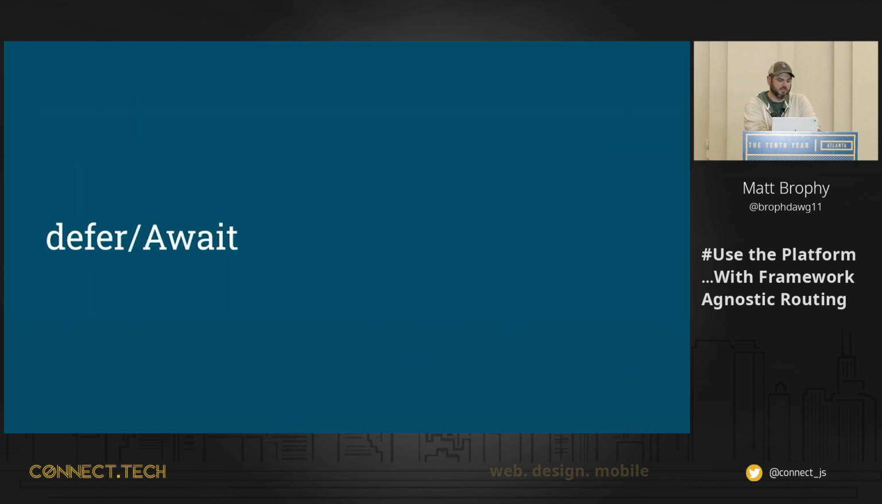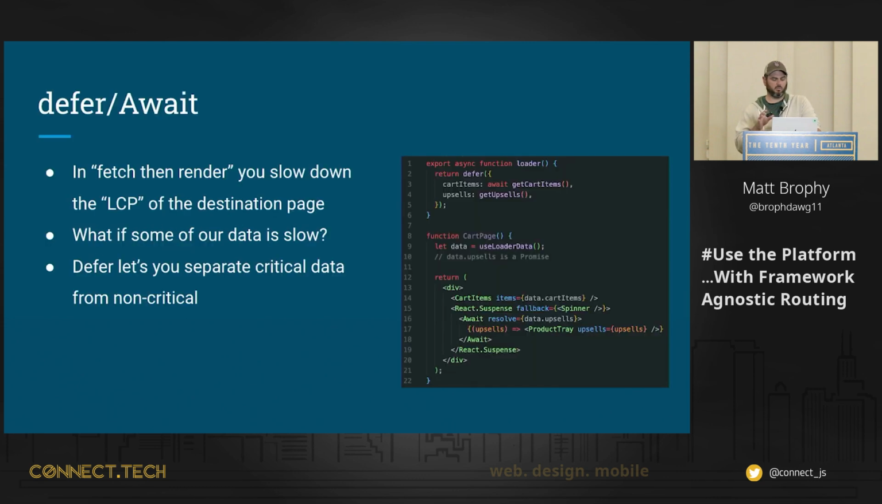The last thing, and this is really, really neat, is the new defer capability of React Router 6.4. So when we used to do this render then fetch, you would get to your destination page really quickly. It's kind of useless because there was nothing for the user to see there. It's just a bunch of spinners everywhere, but the routing happened really quick. In fetch then render, we are taking on the fact that we're delaying the LCP of that destination page, the largest contentful paint. It's going to take a second to load data.